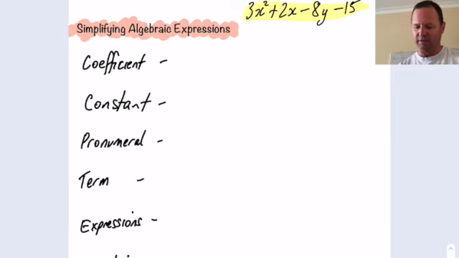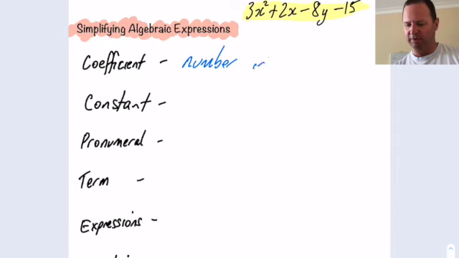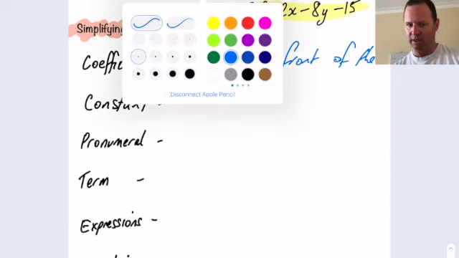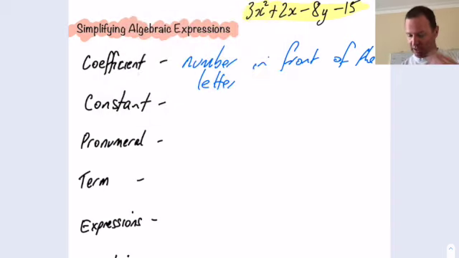So the first thing we need to look at is what the coefficient is. The coefficient is the number in front of the letter. So in this case, the examples here would be the numbers in front of any letter there. The letters there are the x squared, the x and the y. So those numbers are going to be 3, 2, and -8.